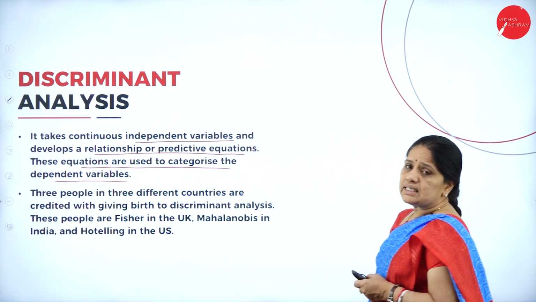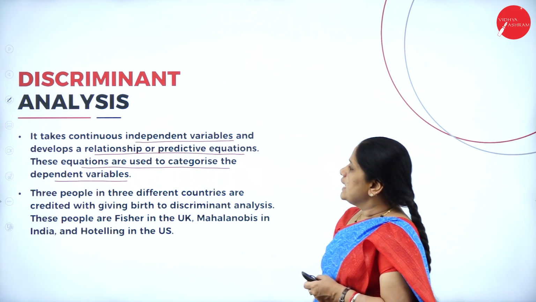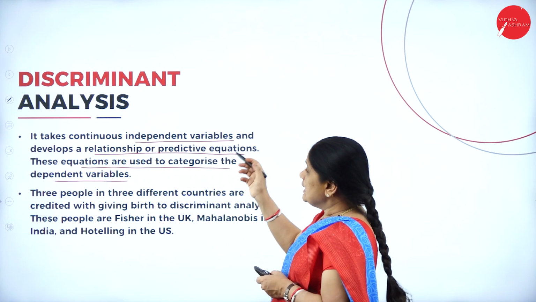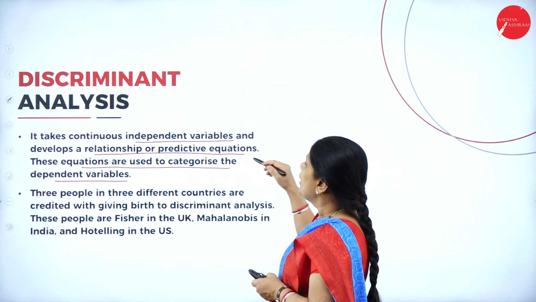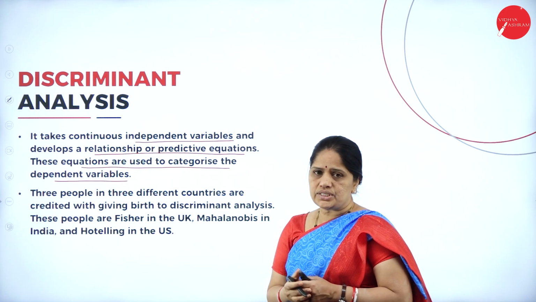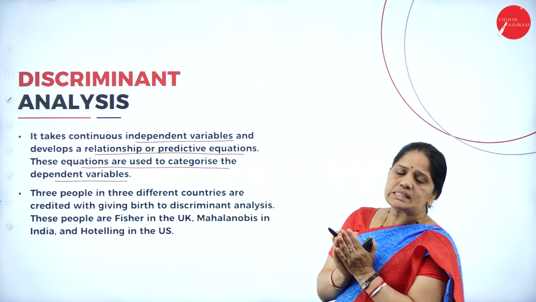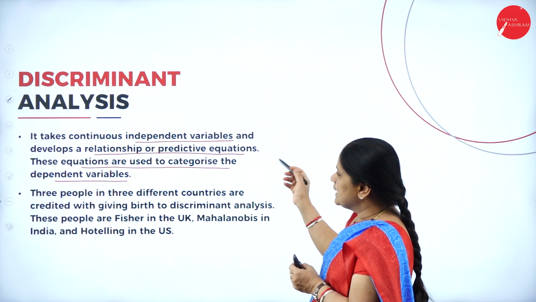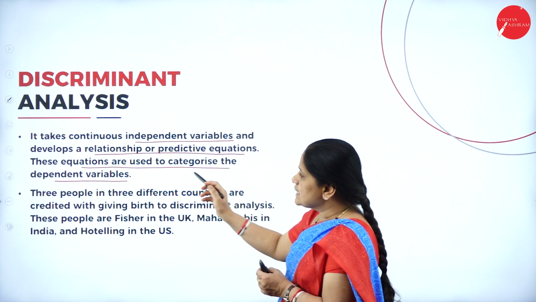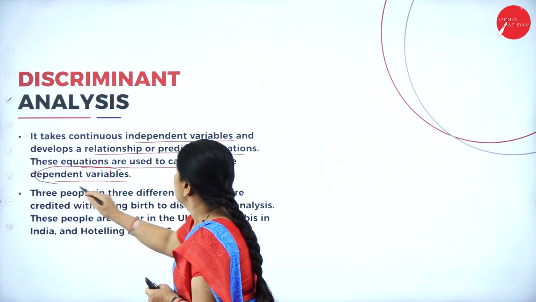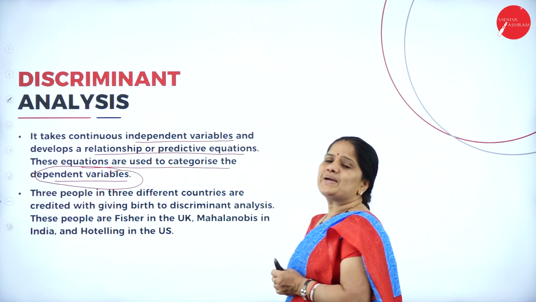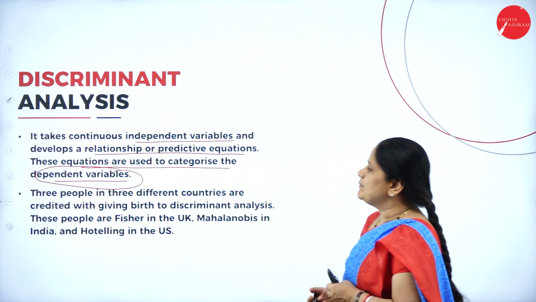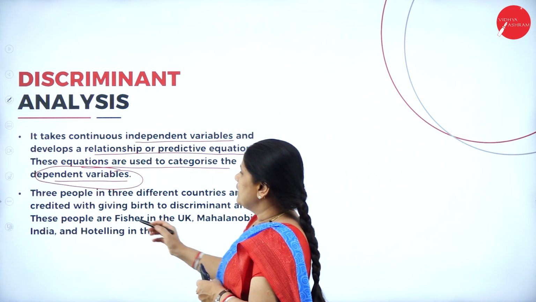Now, in this discriminant analysis, it takes continuous independent variables and develops a relationship or a predictive equation. So, with the help of the continuous independent variables, it will develop a predictive equation, and these equations are used to categorize the dependent variables. With the help of these equations, we will be able to categorize the dependent variables.